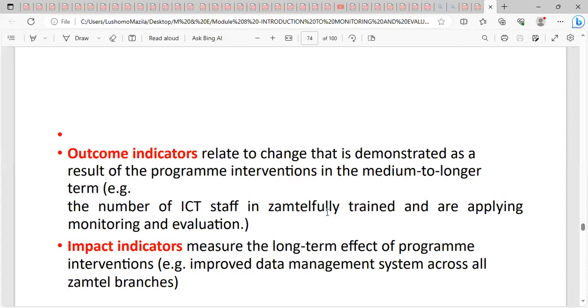What benefit have you gotten from attending a particular training? That is the knowledge which you have acquired. When you hear about knowledge, the change in something, you are measuring that at an outcome level. I hope that is very much clear. So the indicators talked about here relate to the change that is demonstrated as a result of the intervention.